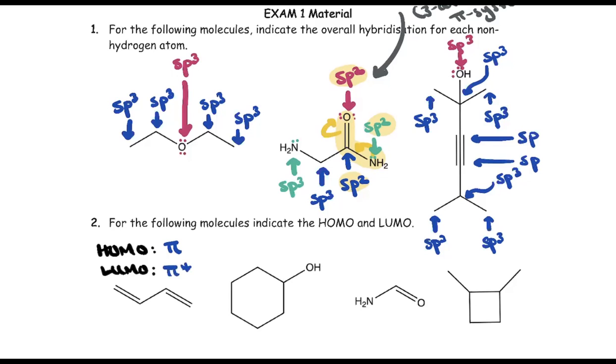Cool. For the next one, you're going to see that you have pretty much all sigma bonds here, no pi bonds, but you do have the lone pairs here on oxygen. Now, if you see the lone pairs on oxygen, that should be a pretty big giveaway that your HOMO is going to be the non-bonding orbital on oxygen.